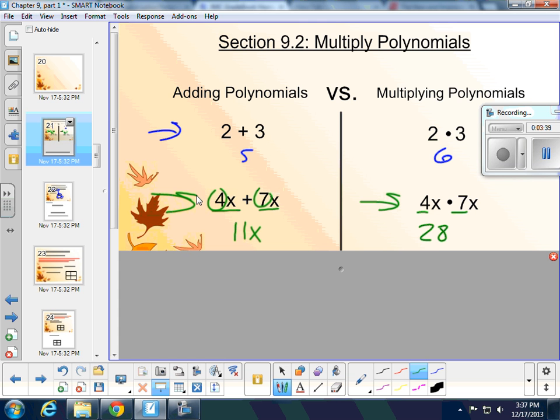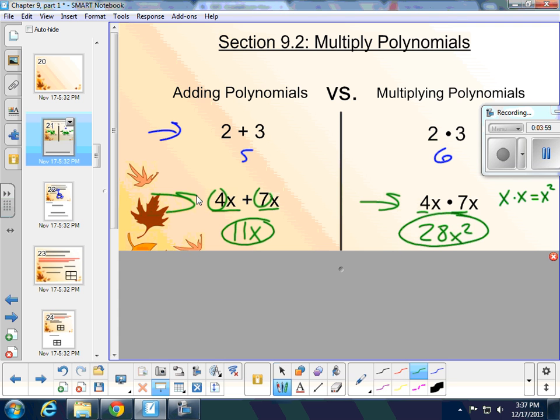And now when I'm multiplying x times x, remember that does end up doing something different than what I did on the left side there with adding polynomials. X times x means I'm taking some number times itself, and we have a way to represent that. We call that x squared. So this ends up being 28x squared. So we end up getting a different answer here than if we're just adding them together.